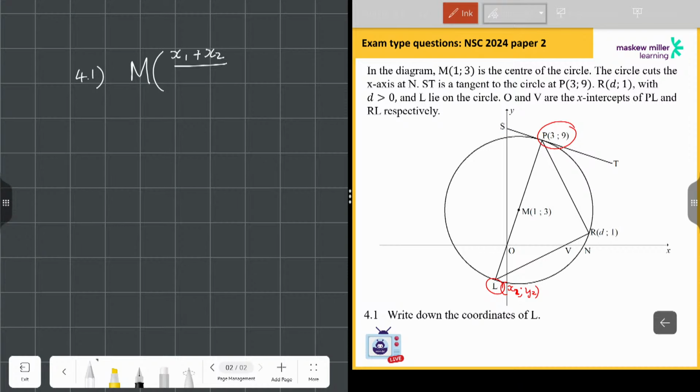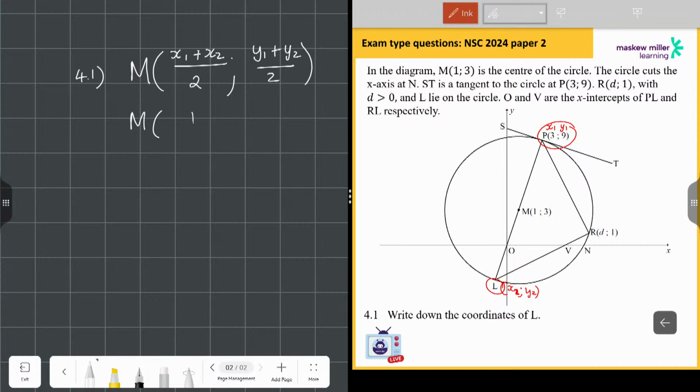These are your endpoints, and we're going to call this x1 and y1. That's our first point. This is our second endpoint, right? Our midpoint formula is made up of x1 plus x2 of our endpoints divided by 2, which will give us the x coordinate of our midpoint. And then for the y, it's y1 plus y2 divided by 2, which will give us the y coordinate of our midpoint.